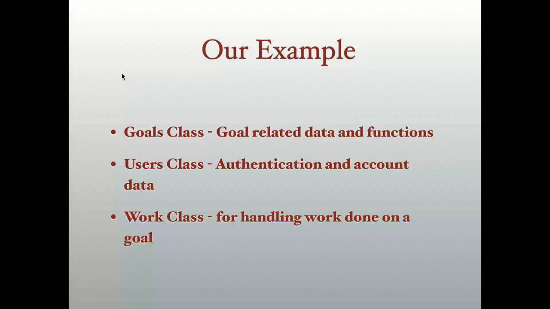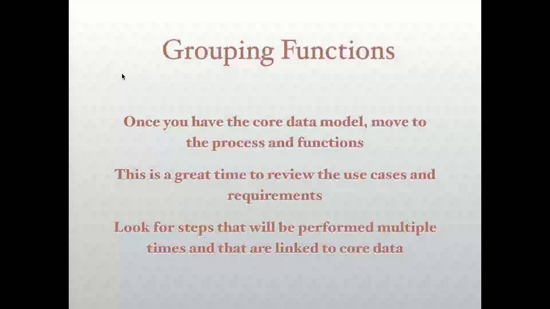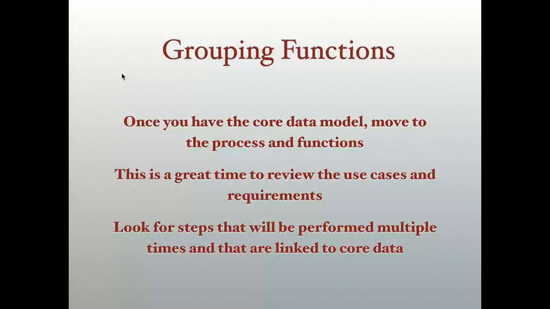So taking these, for our example, like I said, it's really simple. We had our goals. So we're going to have a goal class that's basically going to have our data for tracking goals and the related functions. We've got users, which are the people that are using the system. And so there's going to be authentication stuff like a login and a password and account data, and some things like an ID so they can link to their goals. And a work class, which is basically getting work done on or towards a goal. So real simple for our example. Now we've got those, we've got our core data.